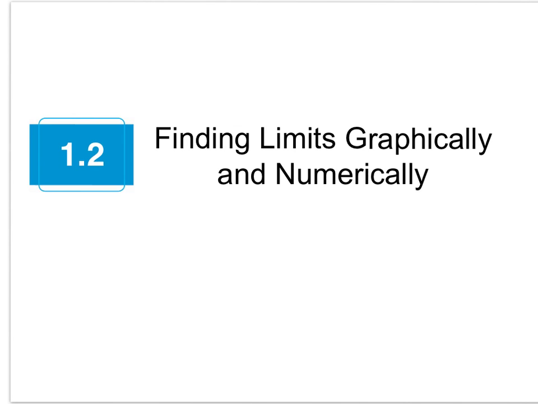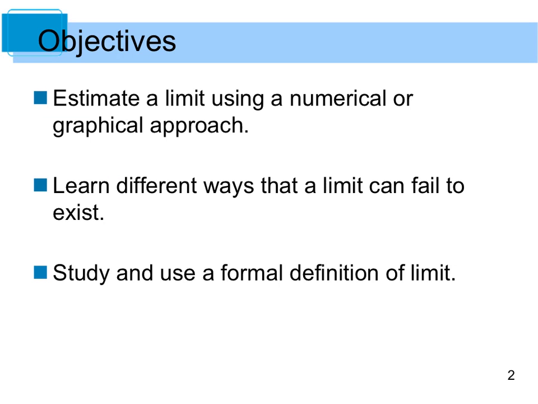Okay, so this is lesson 1.2, and we're going to talk first informally about the definition of what a limit is. We're going to talk about it graphically, numerically, and then we're going to talk about the formal definition of a limit. So what we're going to do is estimate using a numerical and graphical approach. We're going to learn different ways that the limit fails to exist, and we're going to study and use a formal definition of a limit, and specifically we're going to use it in the sense of a proof.